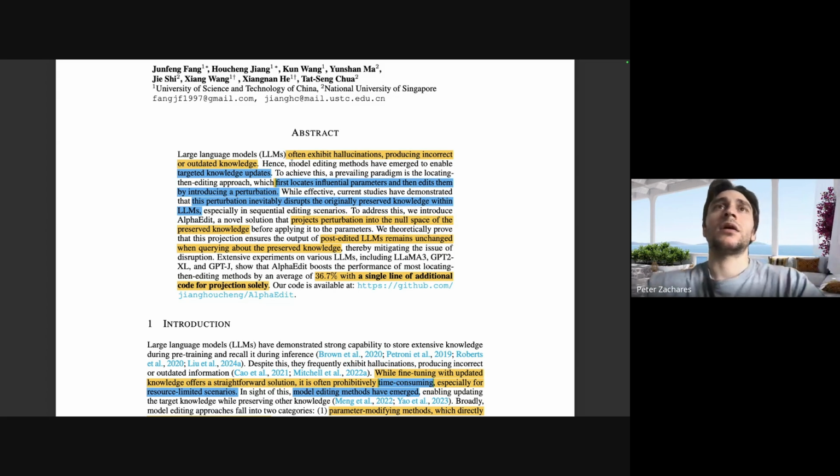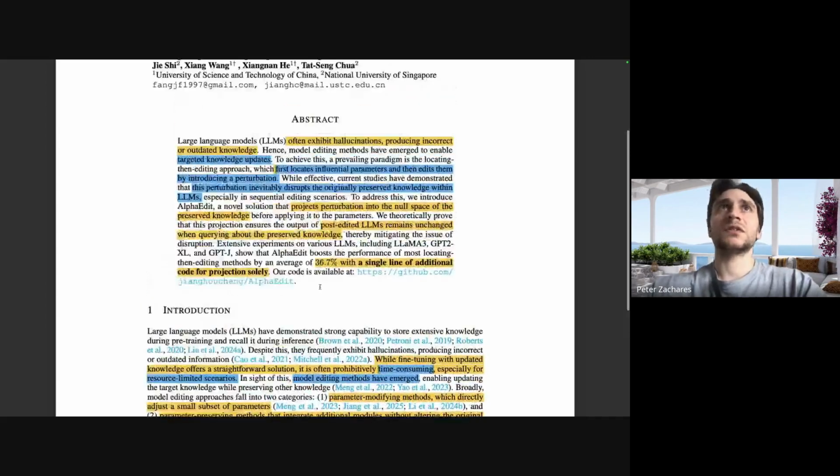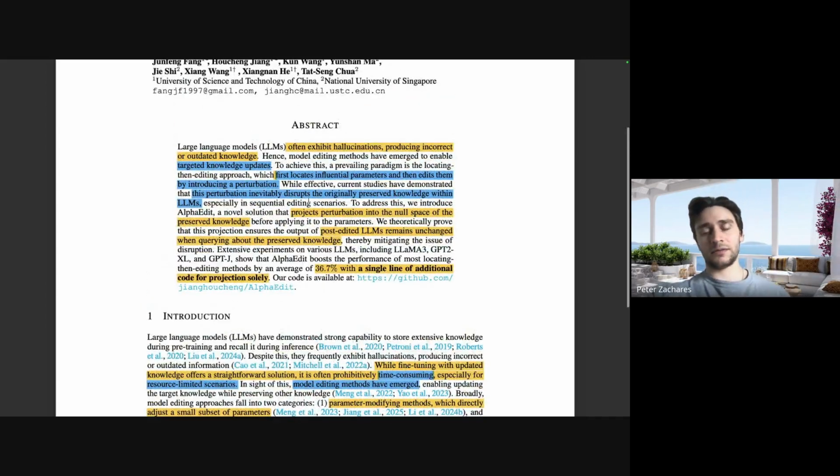And there's two ways of doing this. It doesn't say that in the abstract, but there's two main ways of doing this. One way is to add additional parameters to the model, and the other way is to edit the parameters within the model. This paper is focused on editing the parameters within the model and not adding additional parameters to the model.